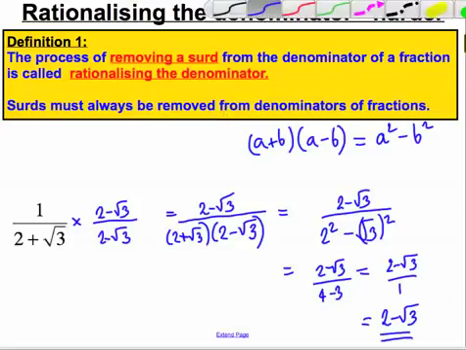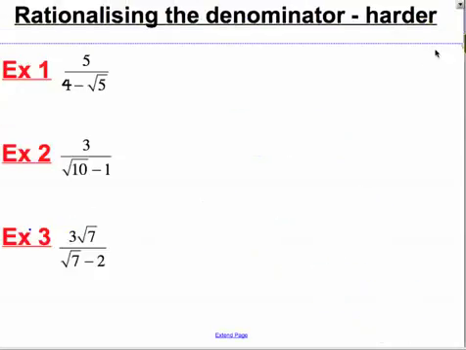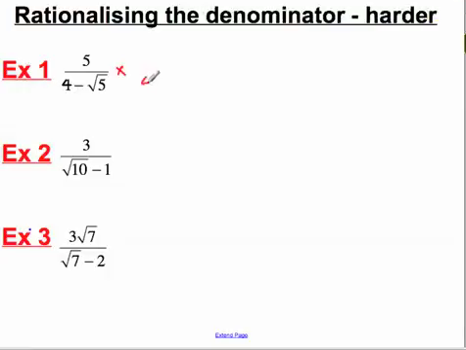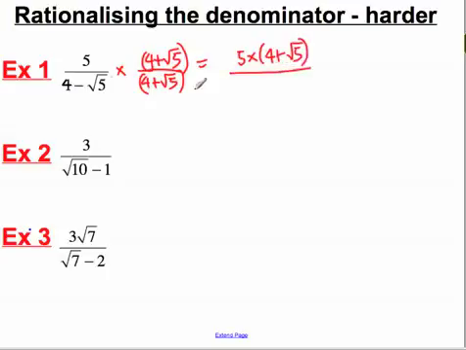Okay, moving on to the next slide, I will show you another few examples. I should use the difference of two squares rule here and multiply. We've got a 4 minus root 5 here, so to use the difference of two squares I need to multiply the denominator by 4 plus root 5, and similarly I must do the same thing to the numerator. 5 times 4 plus root 5 all over, well, a minus b times a plus b. The first number squared is 16, subtract root 5 squared is simply 5. On the bottom, 16 take away 5 is 11.